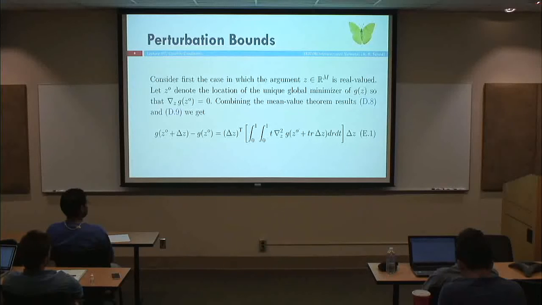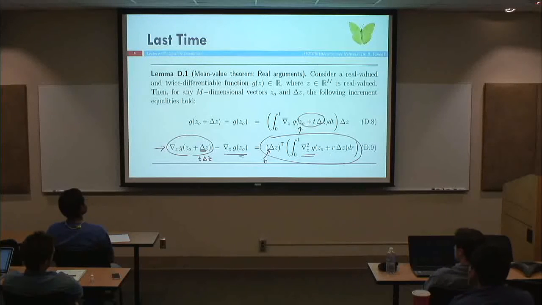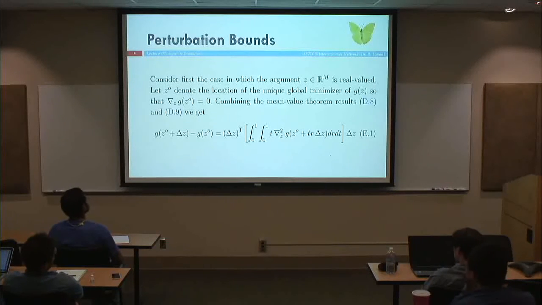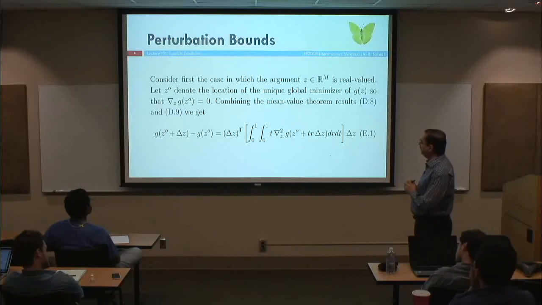So let's start with the case when z is real, and g is convex. In that case, I'm going to take this z0 to be the minimum. The gradient evaluated at z0 plus delta z, if I replace this delta z by t delta z, this delta z here will be replaced by t times delta z, and this delta z here will be replaced by t times delta z, right? If you do that, you get exactly this relation. I haven't done anything strange so far.